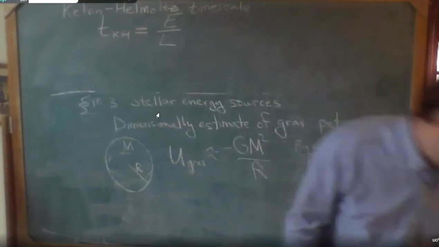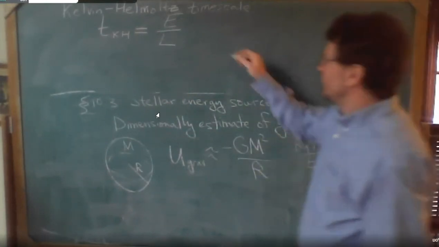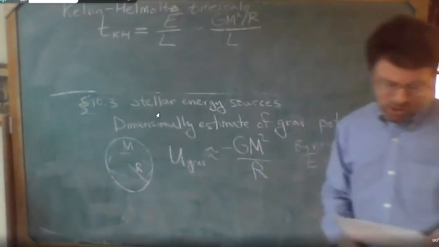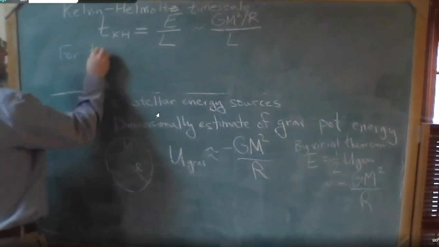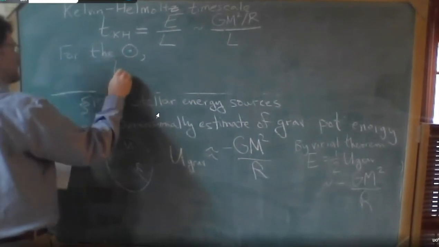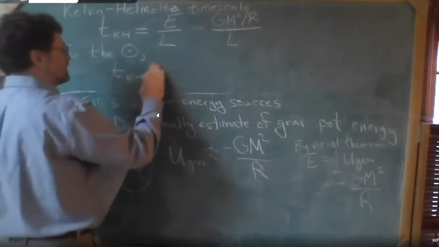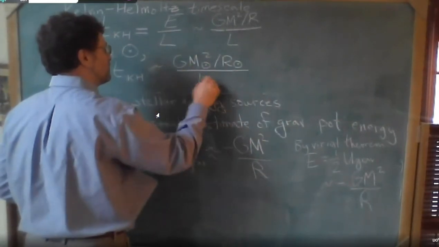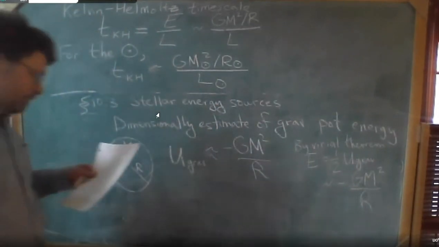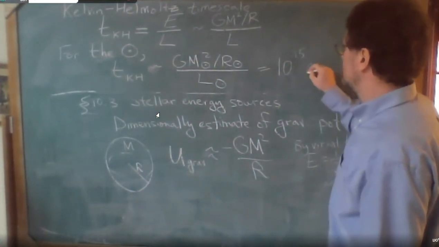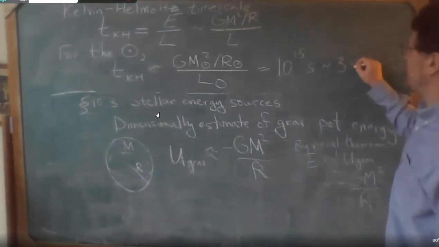And so what are these Kelvin-Helmholtz timescale values like? Well, it depends on the mass and the radius of the star that you're talking about. But let's go ahead and talk about the sun as a particular example. For the sun, T Kelvin-Helmholtz is GM solar squared over R solar divided by the luminosity of the sun in this case. This turns out to be about 10 to the 15 seconds, which is about 3 times 10 to the 7 years.